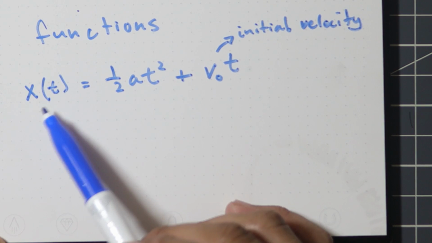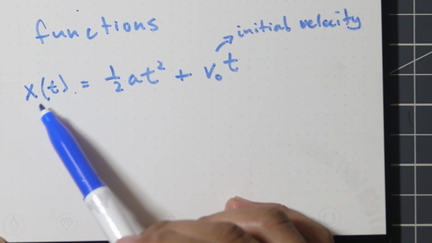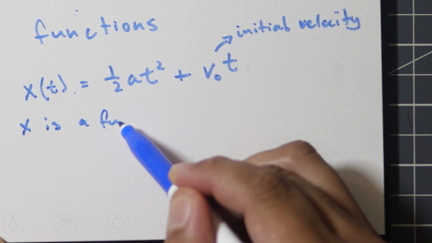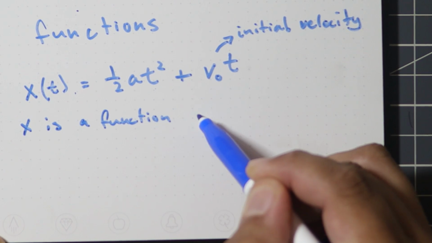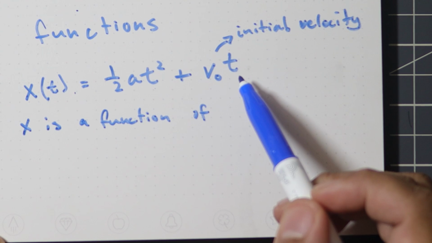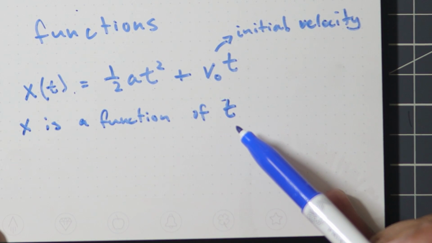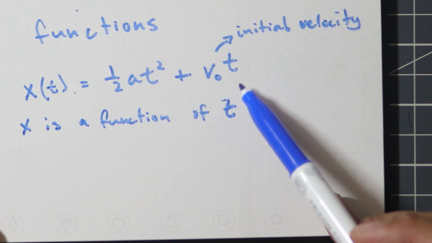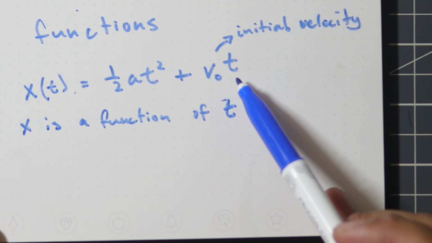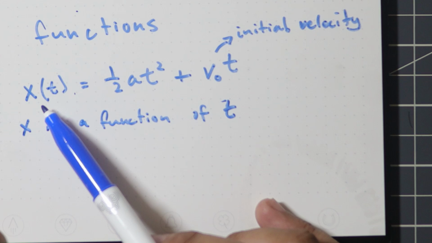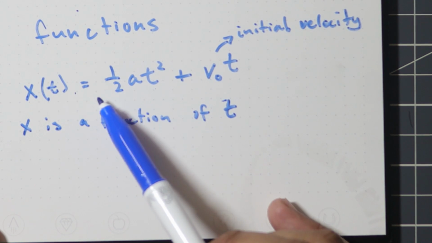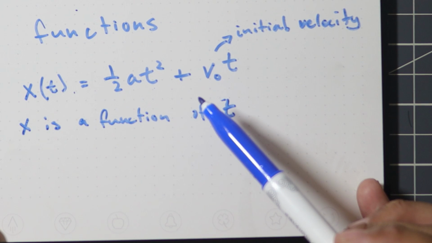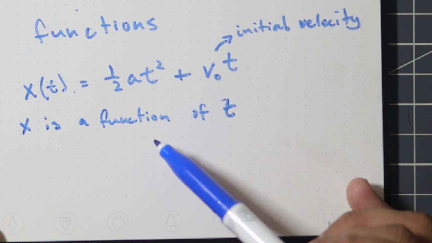Now this does not mean x times t. This means that x is a function of t. And again, as t changes, x will change. So, as time goes on, for example, as we wait from 0 seconds to 1 hour, x will change according to this formula. This means that as t changes, x will change.